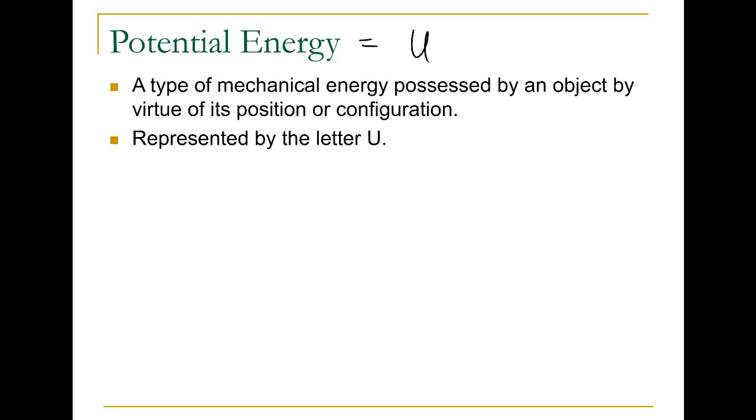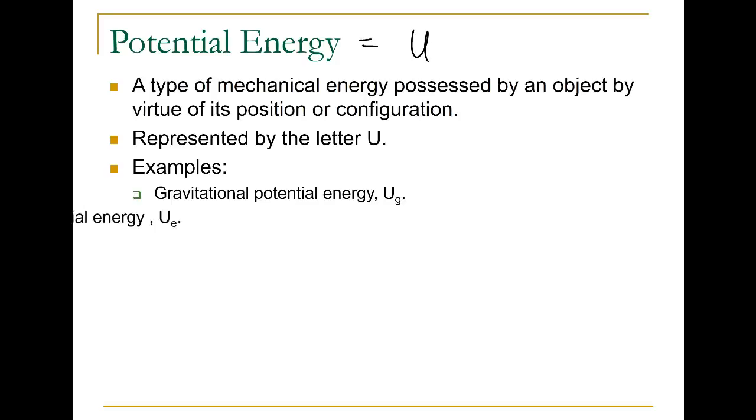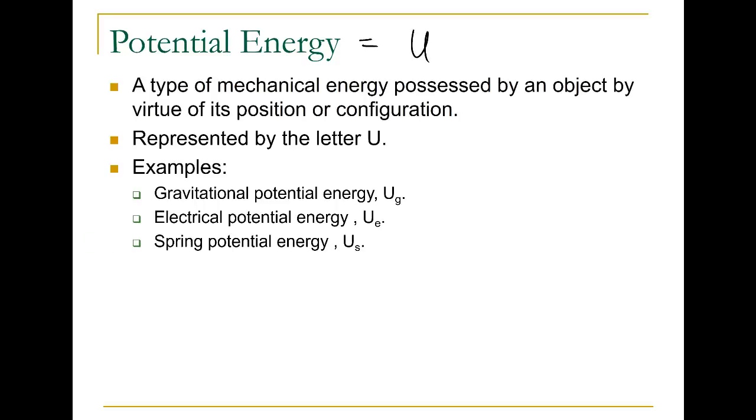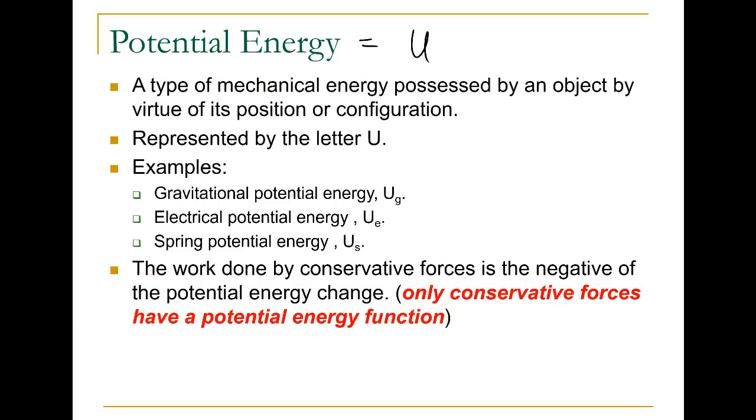So it's the letter U. And here are a couple of different types: gravitational potential, UG, electrical potential, UE, which you'll see in the E&M half of the course, and spring potential, US. And we said this in the previous slide, the work done by conservative forces is the negative of the potential energy change. So work is equal to negative delta U.